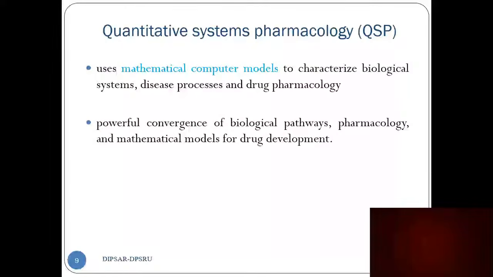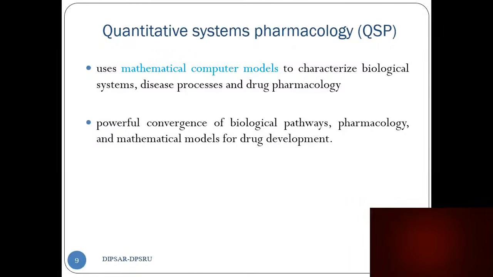Another thing you might have heard about is QSP, which we call quantitative system pharmacology. When we talk about models, we talk about quantitative system pharmacology instead of network pharmacology. So what is quantitative? Don't be confused between quantitative system pharmacology, PBPK modeling, network pharmacology, system biology, and network biology.